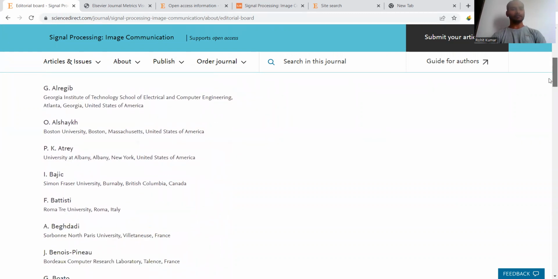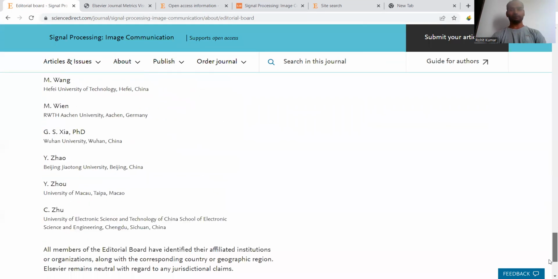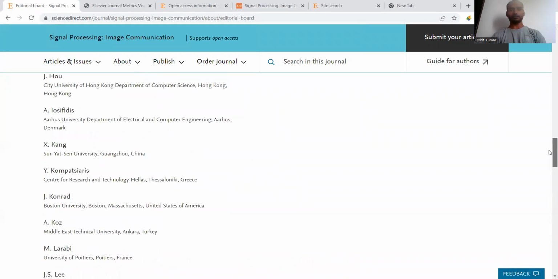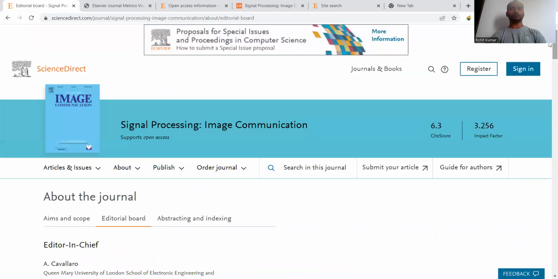Then the area editors are listed down here, and so many editorial board members are here, I think 25 to 30. So in this way, quite a moderate size of editorial board, and it shows that a moderate number of activities are going on, meaning the journal is not accepting too many papers, but it is not like the journal is not getting the papers.